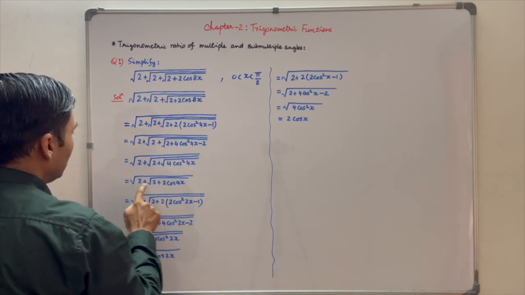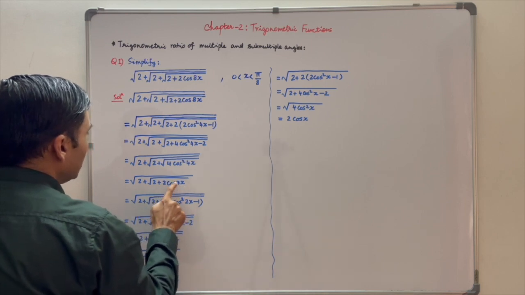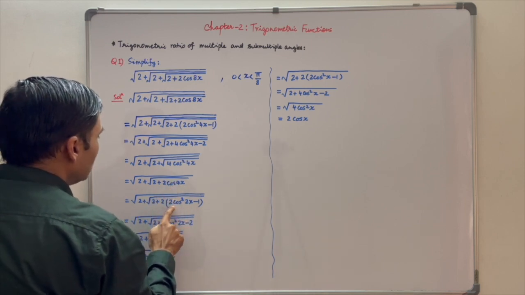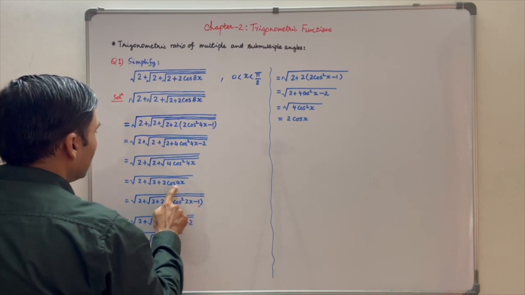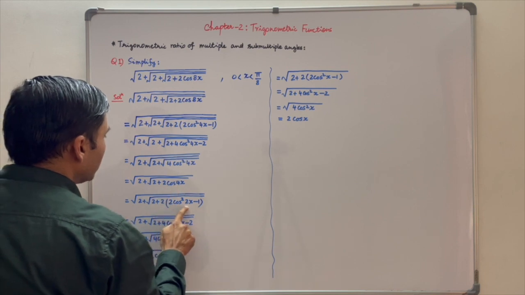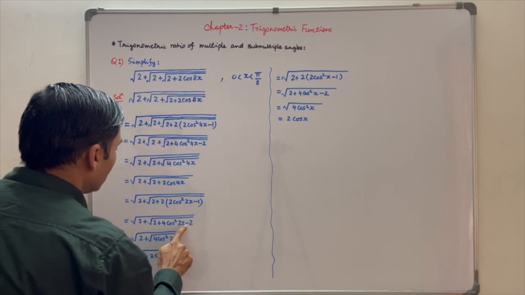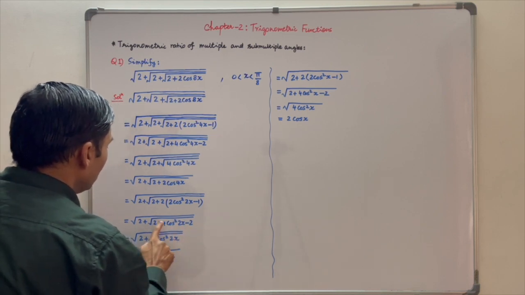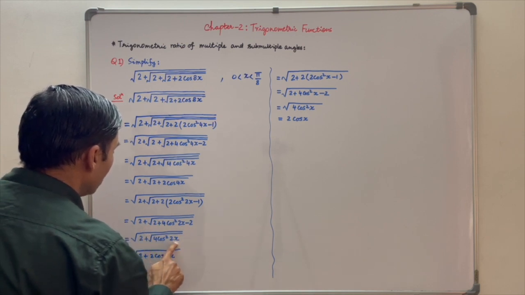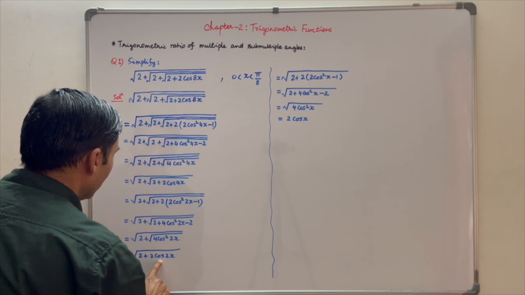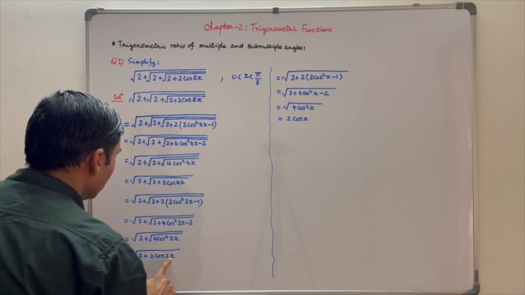So now it is equal to under root 2 plus under root 2 plus 2 cos 4x. Now cos 4x can be written as 2 cos square 2x minus 1. Again, using the same formula, cos 2 theta is equal to 2 cos square theta minus 1. So it will become 2 plus 4 cos square 2x minus 2. Again, plus 2 and minus 2 get cancelled. So it will be under root 4 cos square 2x, which is equal to 2 cos 2x. Now this is equal to under root 2 plus 2 cos 2x.